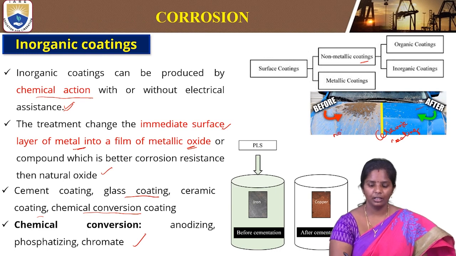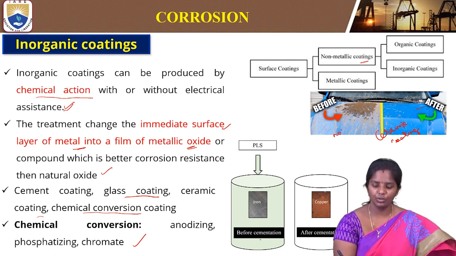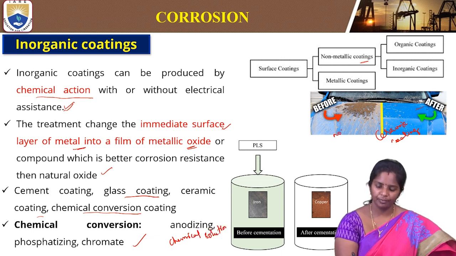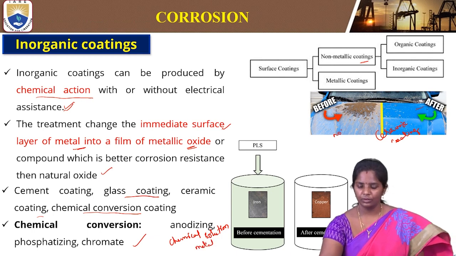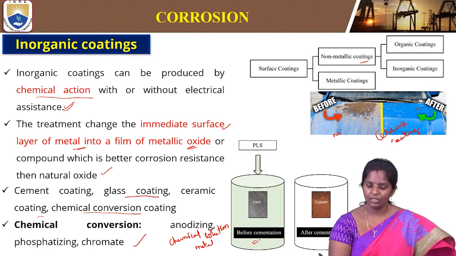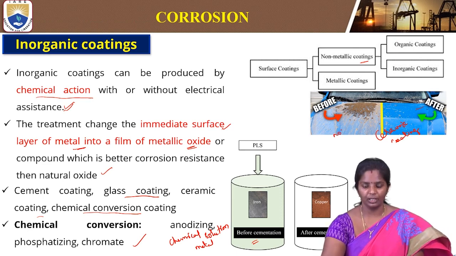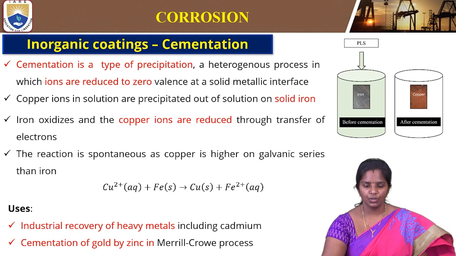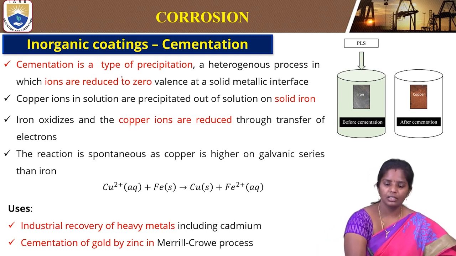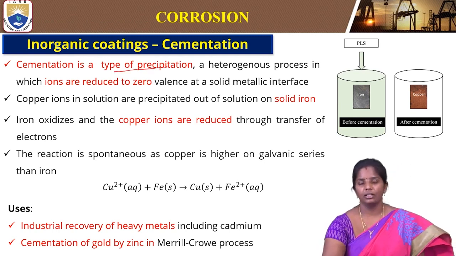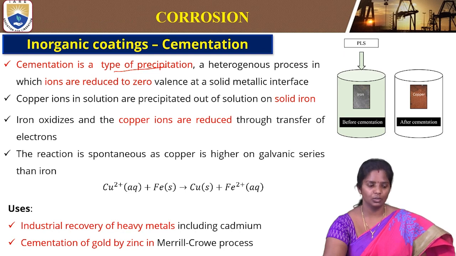Chemical conversion, here we will be using a chemical solution which is converting the metal nature. So this is an example before cementation, and after, we will see in detail in the next slide how the process will take place. In cementation, it is a type of precipitation reaction. There is a precipitation reaction that is going on.